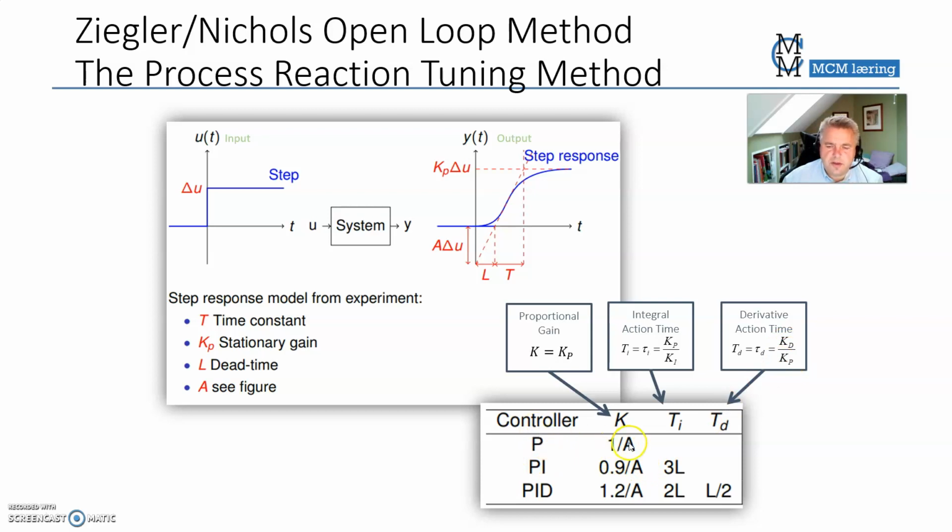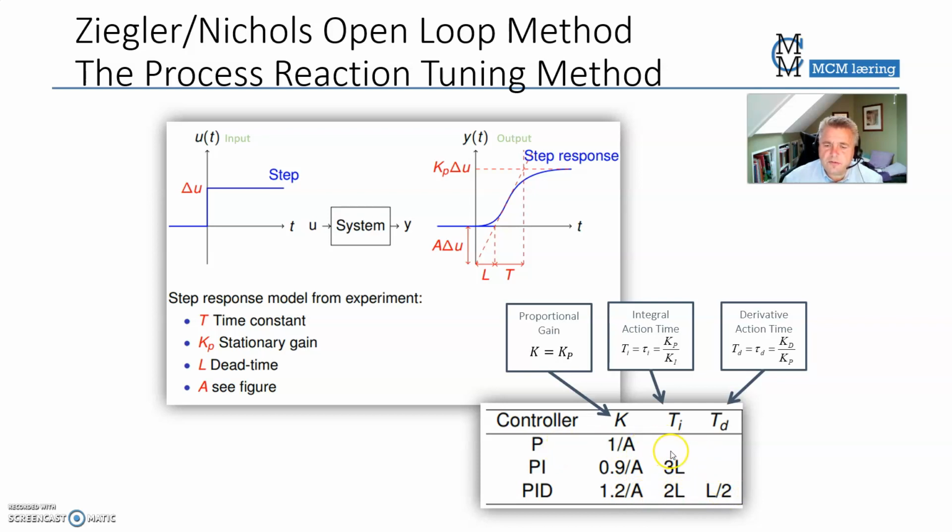So if you use P control, select the value for KP, 1 over A. If you use PI, then your Kp should be 0.9 over A, and your Ti should be 3 times L. L is the latency. If you use PID, you need to have values for all three of them: 1.2 over A, 2 times L, and L halves.